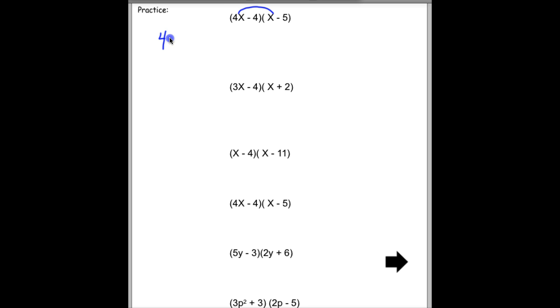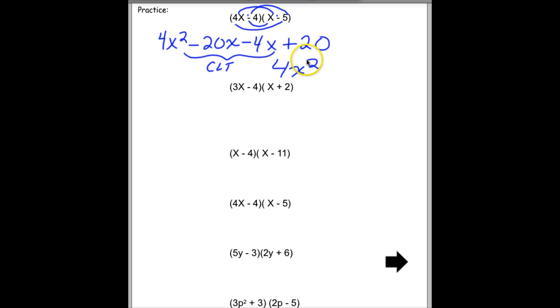Firsts, 4x times x is 4x squared. Outside, and again we're multiplying each of these. First, outside, inside, and again I'm multiplying. I've got a negative times a negative giving me a positive 20. I've got to make sure I always combine those like terms. So I've got 4x squared, I'm down 20, I drop 4 more, I'm 24 degrees below 0 if you think of temperature, plus 20. So there is my FOIL answer.